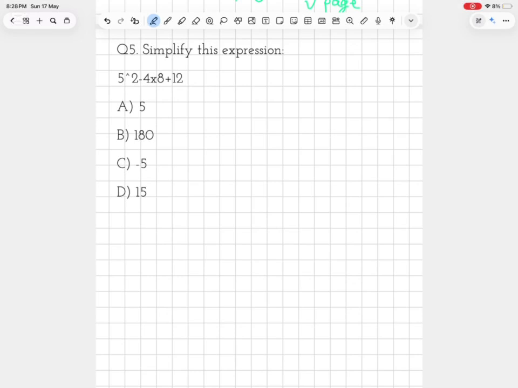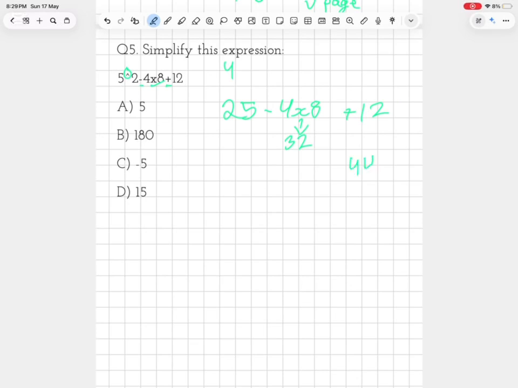Question 5. Simplify this expression: 5 squared minus 4 multiplied by 8 plus 12. Here we can see we have four different operations: the exponent, the minus, the multiplication, and the addition. So here we can do that 5 squared is 25, and then minus 4 multiplied by 8 plus 12. But instead of doing this, we can simplify 4 multiplied by 8 to 32. So our final equation is 25 minus 32 plus 12.